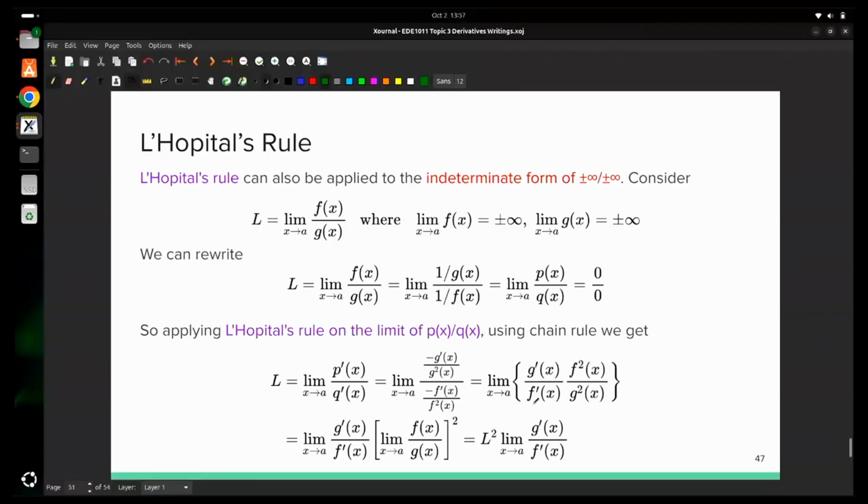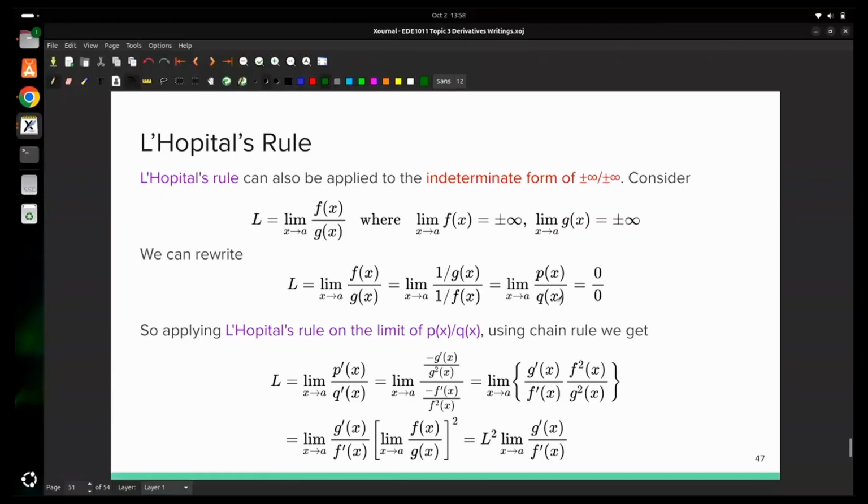So basically this is the derivation. A bit lengthy, so I'm just going to go through quickly. So you see, now let's say your f gives you the limit plus or minus infinity, same thing, your g also gives you the limit plus or minus infinity. Then if you were to substitute in, you are going to get infinity over infinity. So that's indeterminate. But you can rewrite f over g as 1 over g divided by 1 over f. Same thing. Then I'm going to name 1 over g as p, and name 1 over f as q.